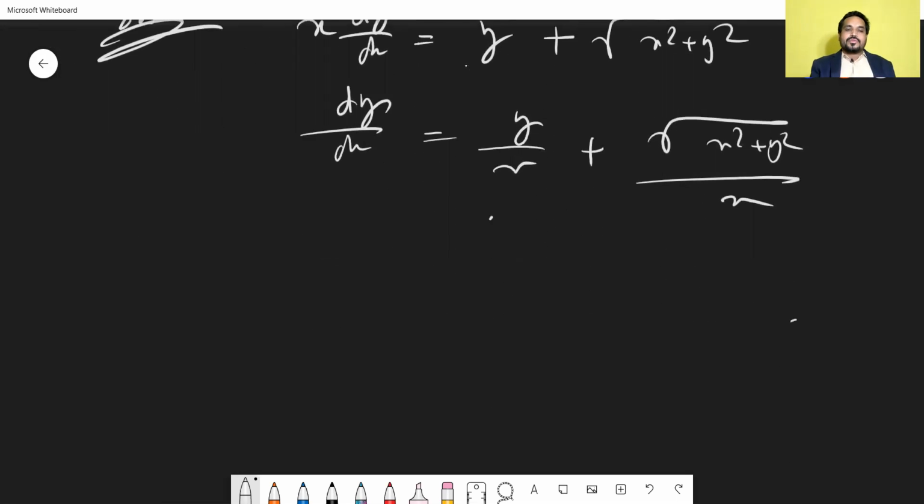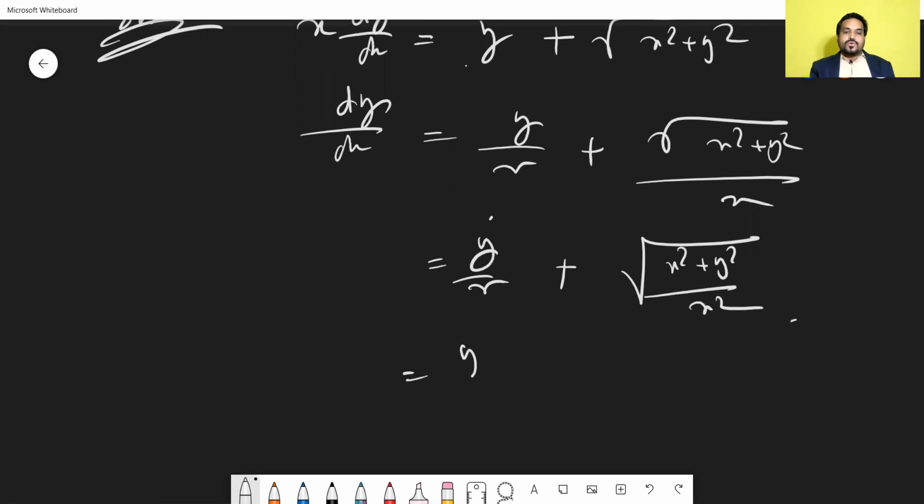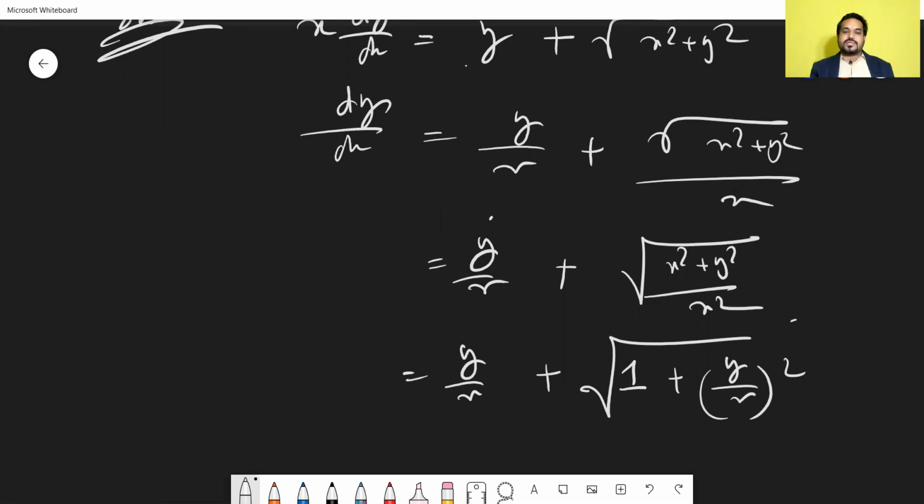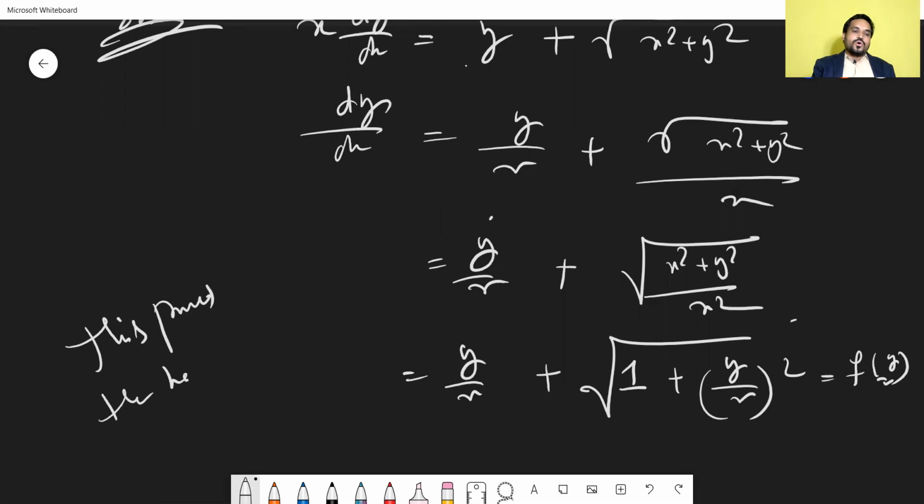Next step: y by x plus, inside the square root, let's take this x also inside the square root. So x square plus y square divided by x square. Y by x plus square root of x square by x square cancelled, 1 plus y by x whole square, meaning y square by x square. That is f of y by x. This proves the homogeneity of the differential equation.